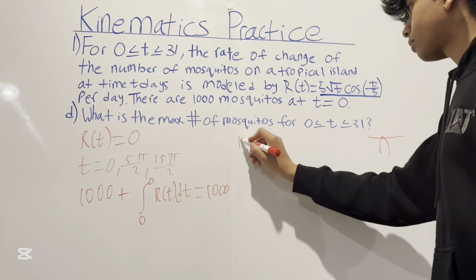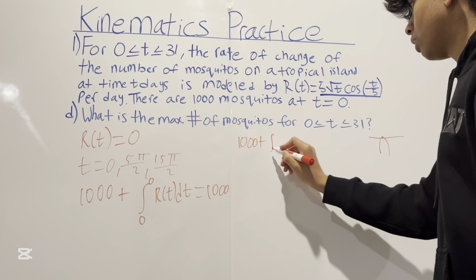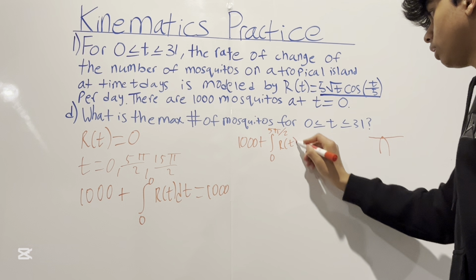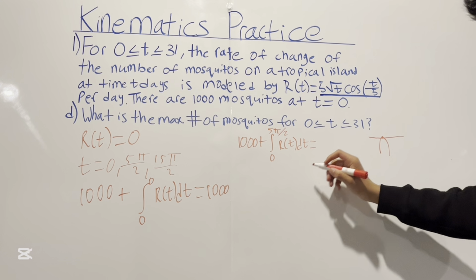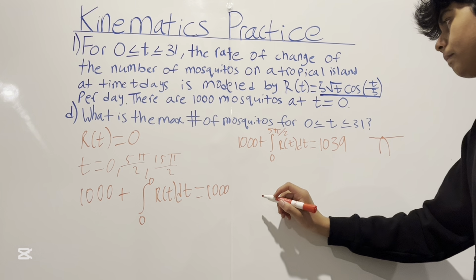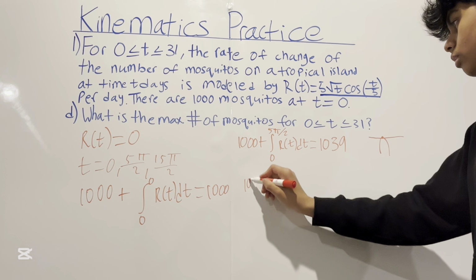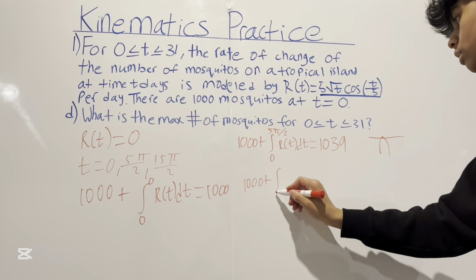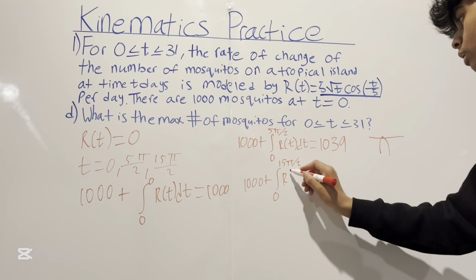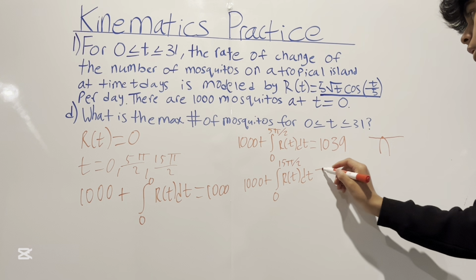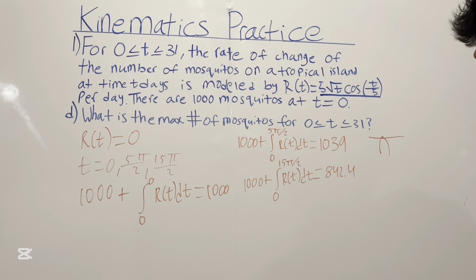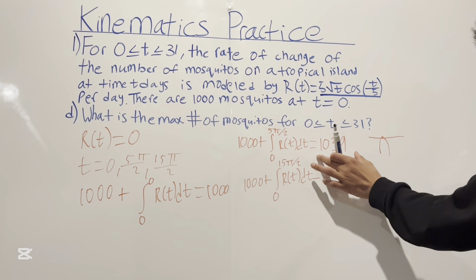And then let's do it over here. 5 pi over 2. 1,000 plus from 0 to 5 pi divided by 2 r of t dt is equal to, if you plug this into your calculator, you're going to get 1039. And then 15 pi over 2, 1,000 plus the integral from 0 to 15 pi over 2 r of t dt is equal to 842.4.